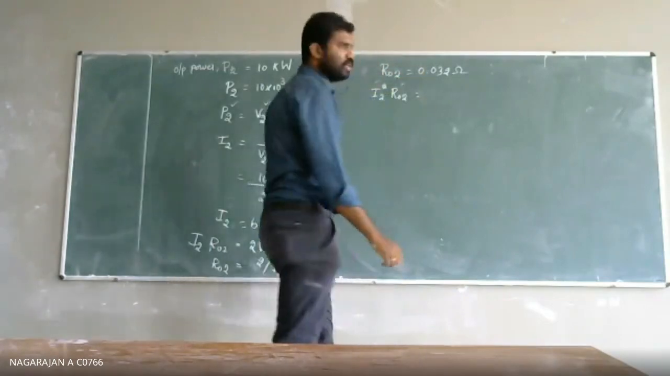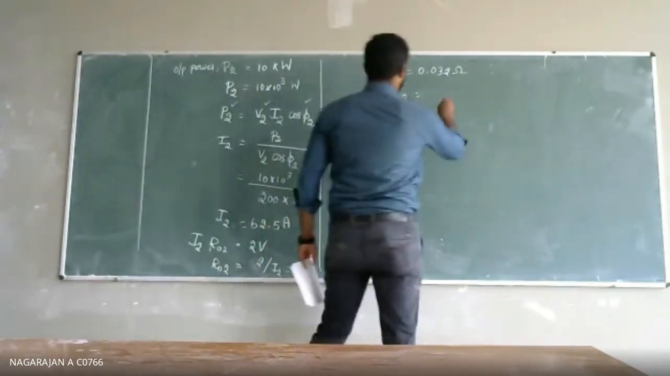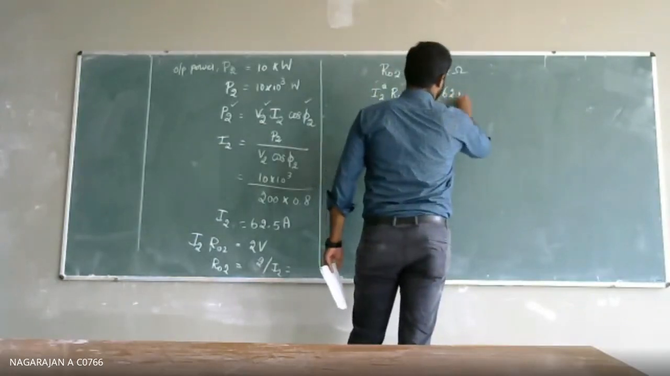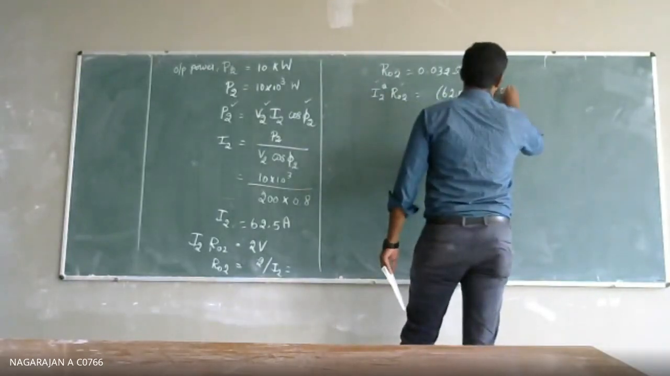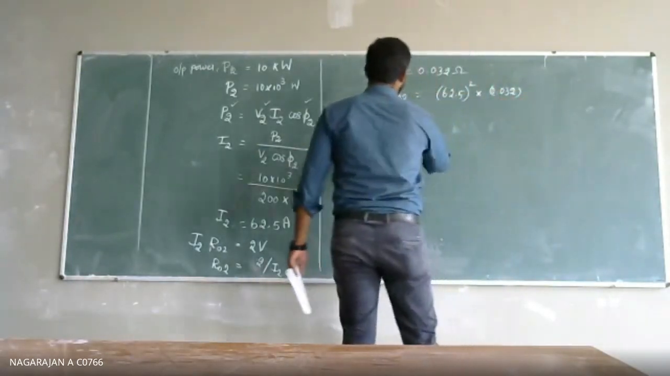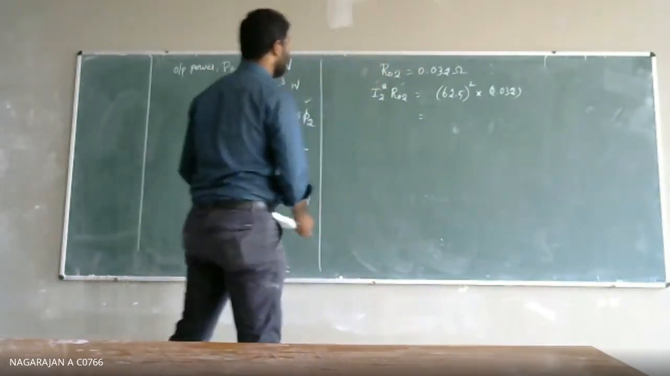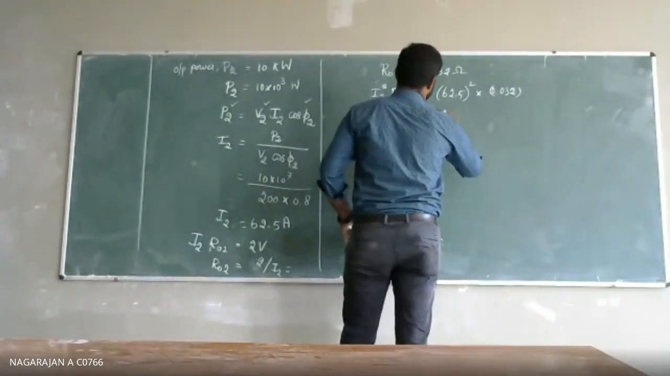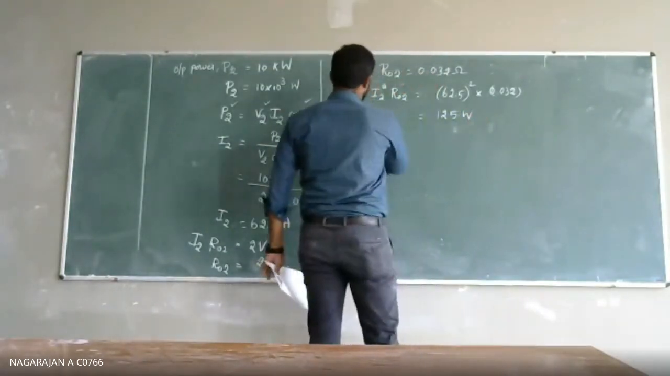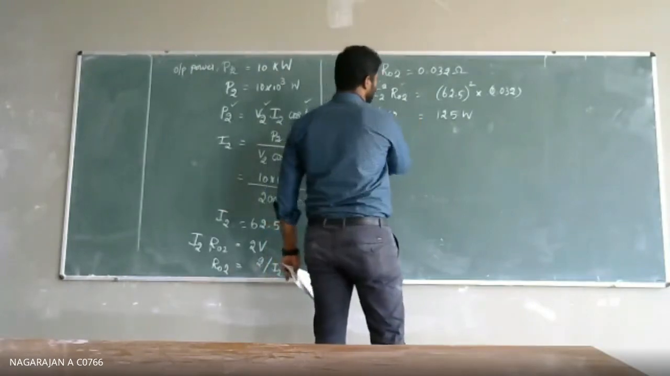So for the copper loss equation, I2 square R02, we have found both the data. We know the value of I2 now as well as R02. So I2 square is 62.5 square, R02 is 0.032. Can anyone tell me the answer for this? It's not square. I2 alone should be squared. 125, sir. 125, very good. So copper loss is 125 watt.